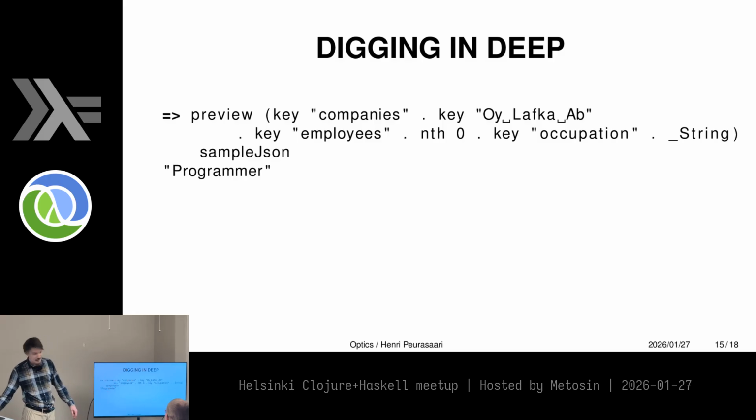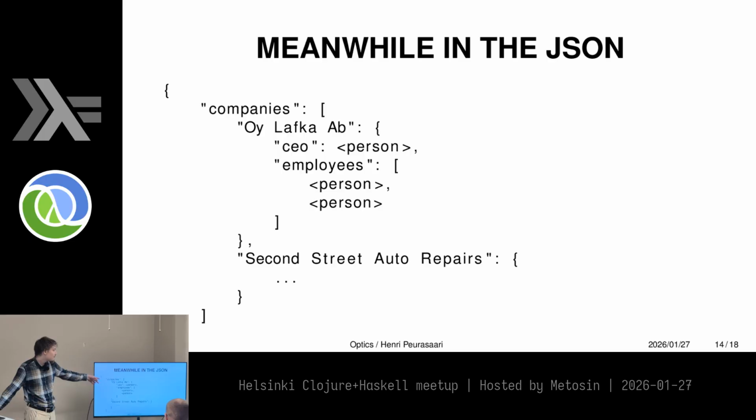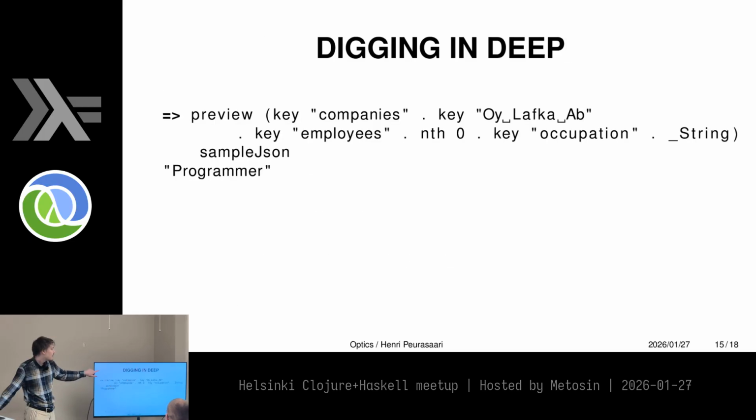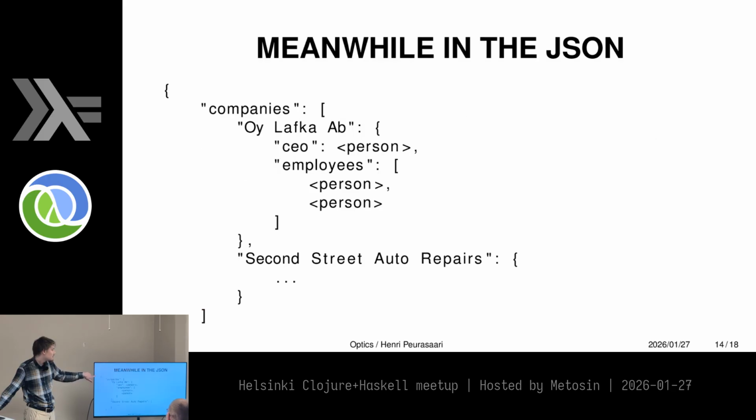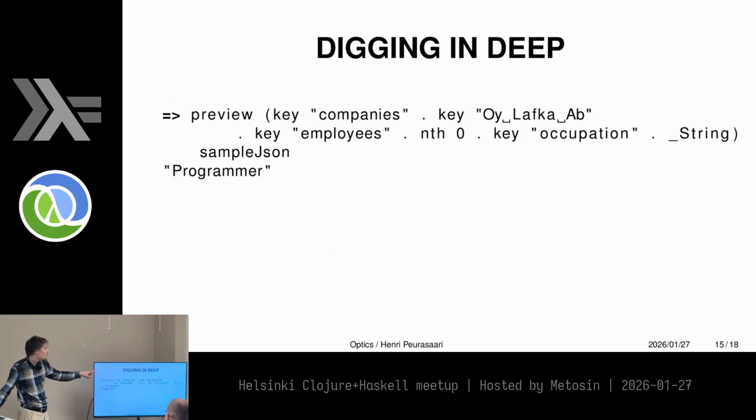Key for companies. Yes, this is an object with companies in it as a key. Then in the next one, this is supposedly going to be an object, but I've typoed it. Oh well. So OY Lafka AB specifically. We are getting the employees from OY Lafka AB. The nth employee, which is the 0th, the first one, their occupation, asking it to give us a string for it from the sample JSON, and we get that there's a programmer in there. That's a programmer, what you just asked for.